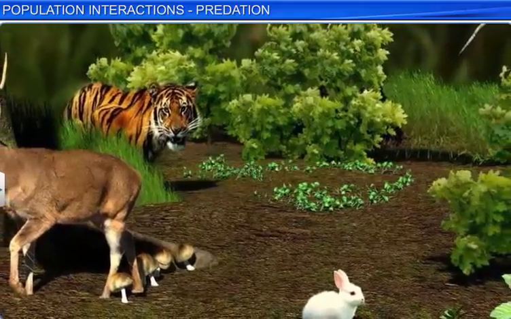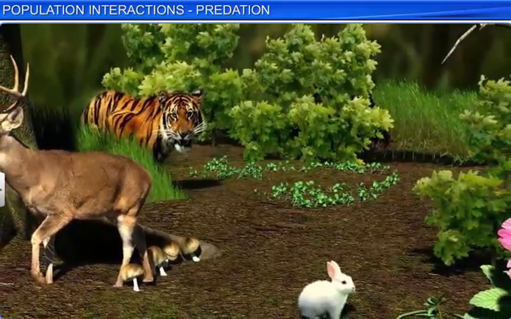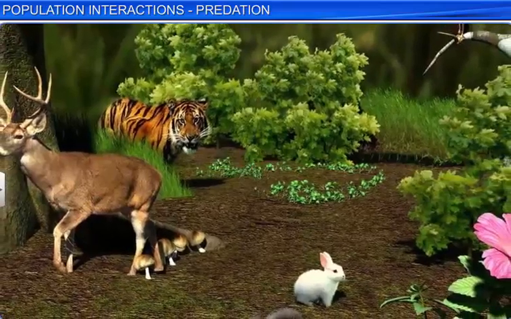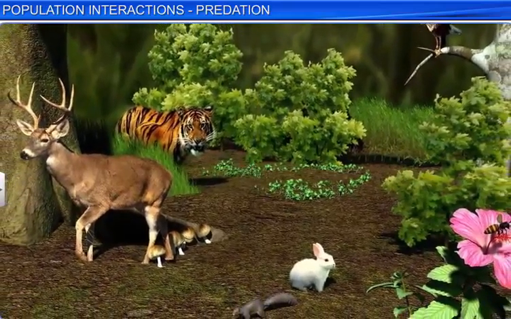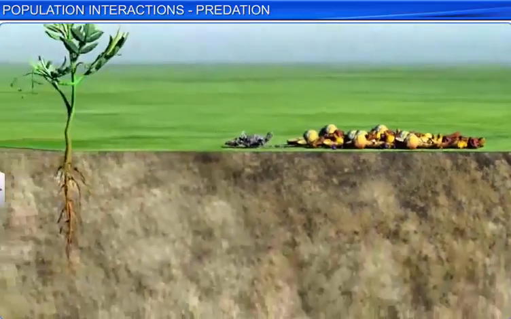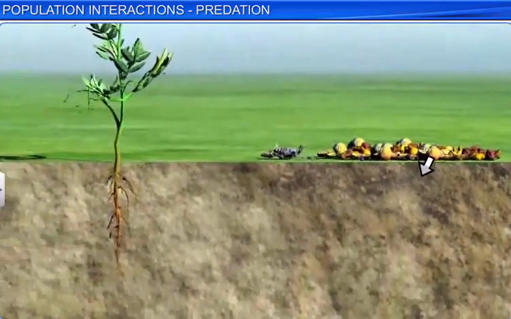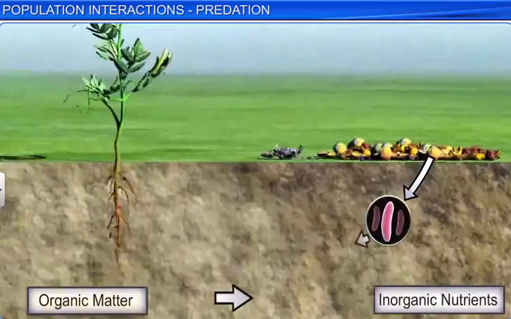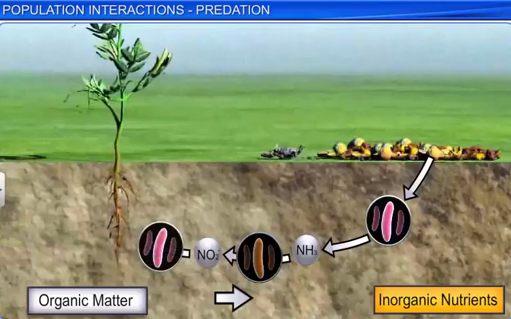On Earth, no single habitat exists with just one species. All species on this planet not only coexist, but also depend on each other for their survival. Plants, for instance, need soil microbes to decompose organic matter into inorganic nutrients which are needed for their growth.